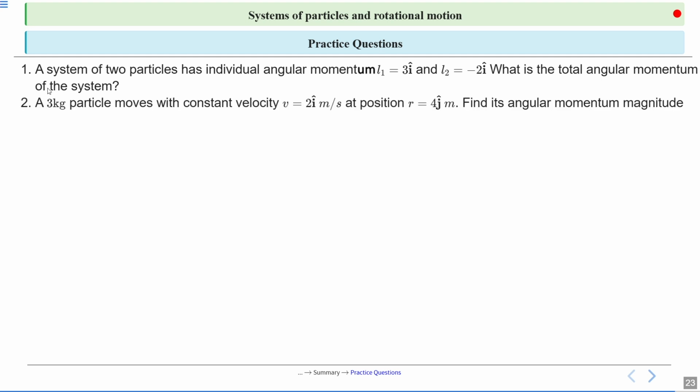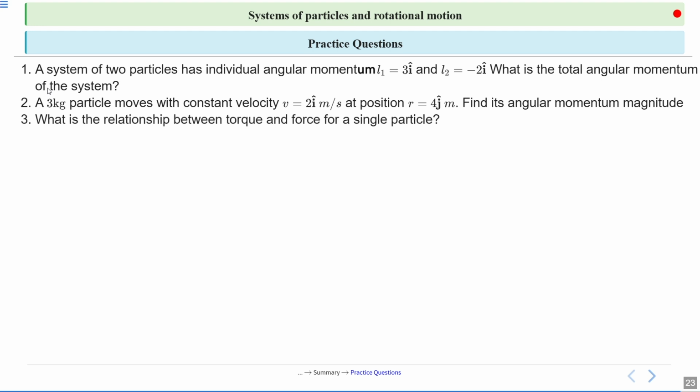Second, a 3 kg particle moves with constant velocity v equal to 2 i cap meter per second at position r equal to 4 j cap meter. Here velocity is given and the position vector is also given. Find the angular momentum magnitude. You know the angular momentum formula L equal to r cross p, where p is the linear momentum, mass into velocity. Using the mass and velocity you will find the linear momentum, and r is also given, that is 4 j. So r cross p will give the angular momentum.